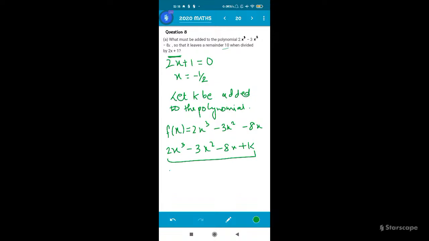So how do we write it? Let me take this as p(x) after addition. So in place of x, I am going to put minus half: 2 into minus half whole cube, minus 3 into minus half whole square, minus 8 into minus half, plus k, will give you a remainder of 10. So after putting the value of x as minus half, we can equate it to 10. I hope it is clear till here. Now we are going to solve it and then find out the value of k.